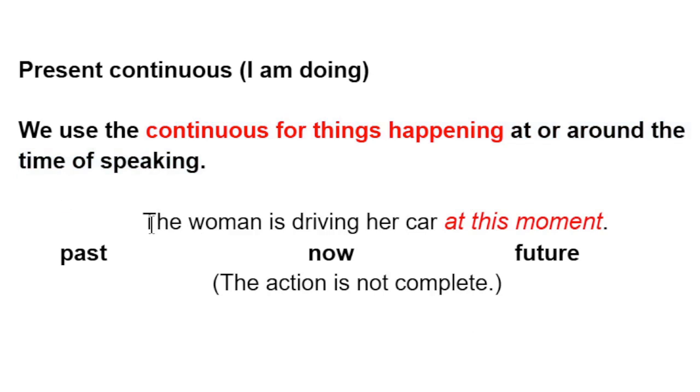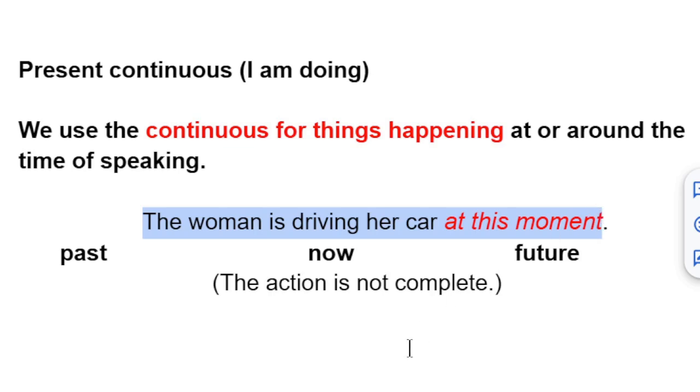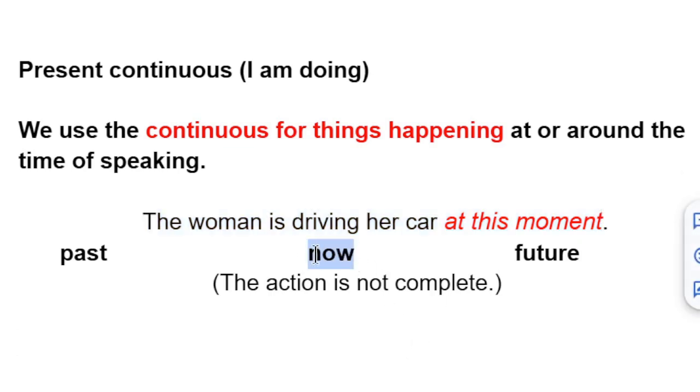Looking at our previous example, the woman is driving her car at this moment. At this moment, the woman is in the car. At this moment, she is on the road. She is driving the car. But the action itself started in the past and continues into the future. She is driving now. She started driving sometime in the past. And Allahu Alam, she will continue driving into the future, or she will stop. The idea is the action is not complete. It's not finished.